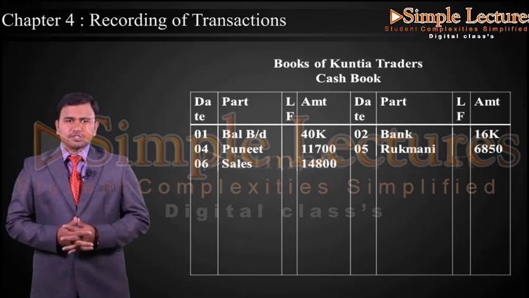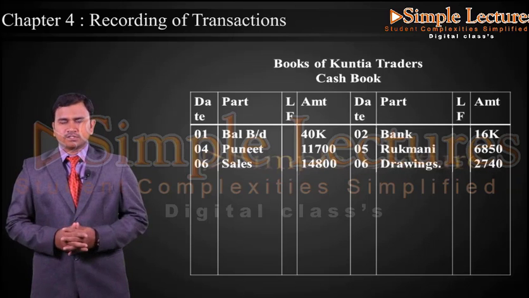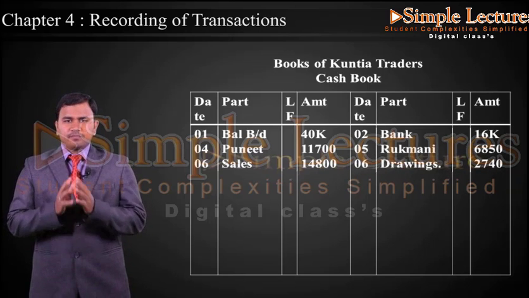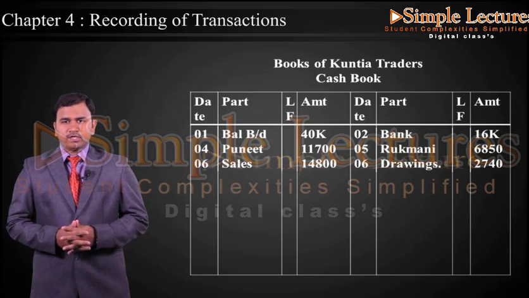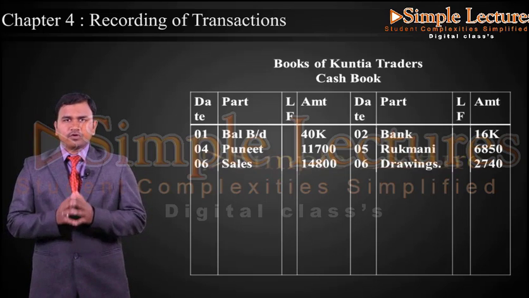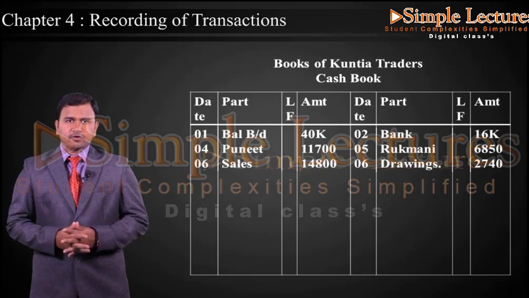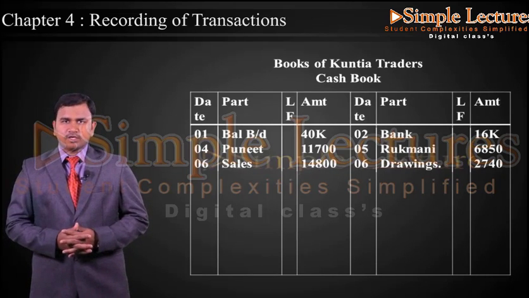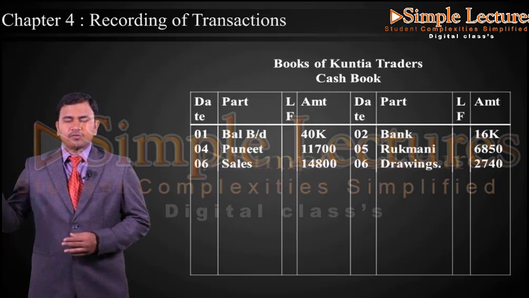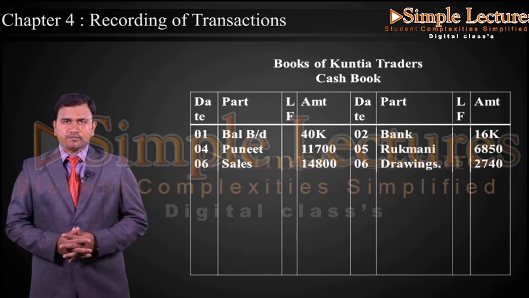Then the next transaction we have again on September 6th. So the entry here is paid quarterly insurance premium on policy for proprietor's wife 2,740. So here again there is a payment for insurance premium which will be recorded on the credit side. So the date will be September 6 and the entry will be by insurance premium in the amount column 2,740.